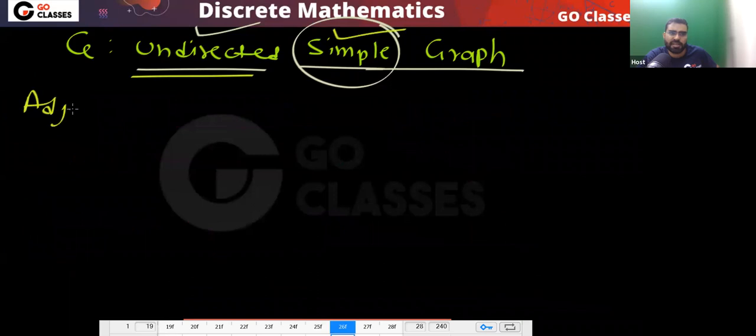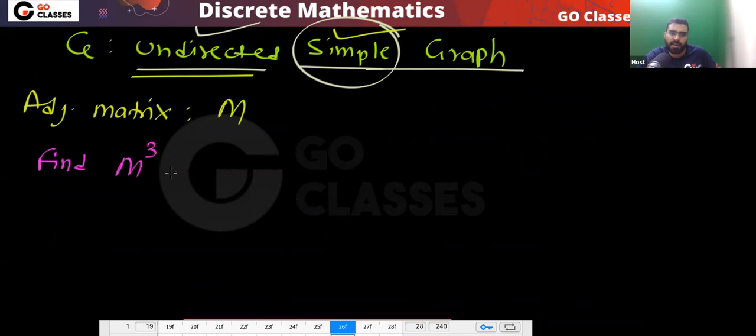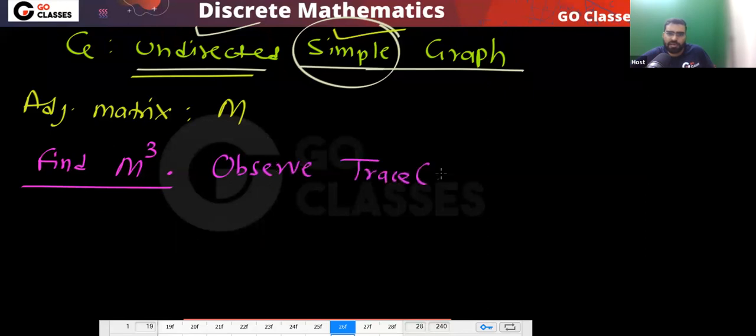You have the adjacency matrix. That is your M. Then in this, what you can do? You can find M power 3. In this M power 3, something important you have to notice. You can notice that because of one triangle, look at the trace. Observe the trace of this M power 3.